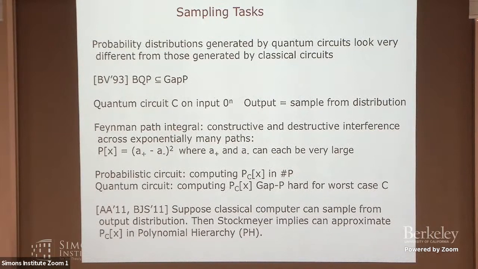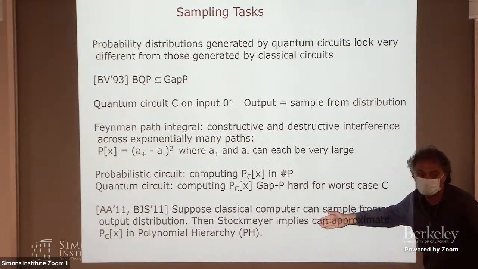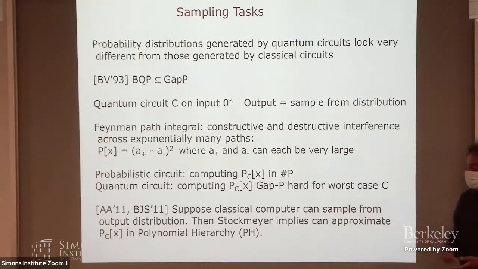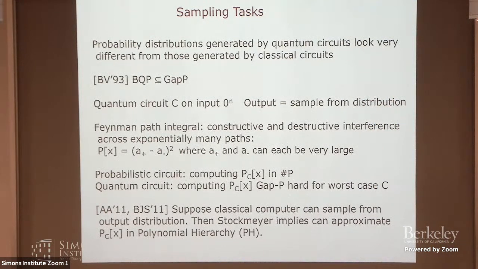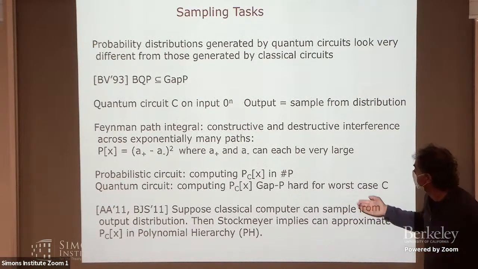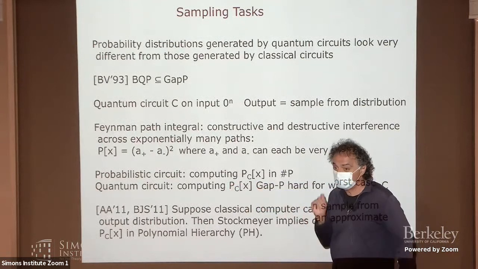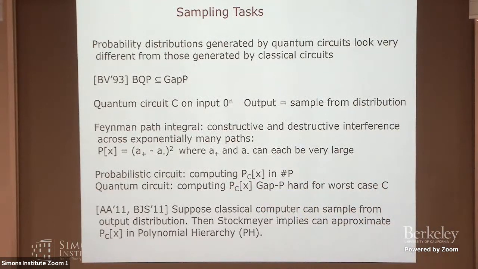Shouldn't we be done? Shouldn't we now have a rigorous proof that if you solve this sampling problem, then you couldn't possibly have done it classically, right? Unless the polynomial hierarchy collapses, you have #P being approximated inside the polynomial hierarchy. So the answer lies in the fact that this is for a worst case circuit. This is for the worst possible input, and who knows what that is. So what we really want to say is that it's hard to compute this output probability, or even to approximate it, for a random circuit C. So that's the crux of the matter.